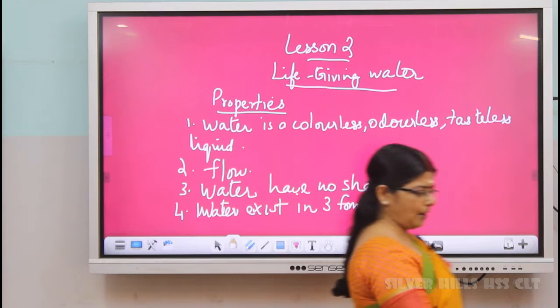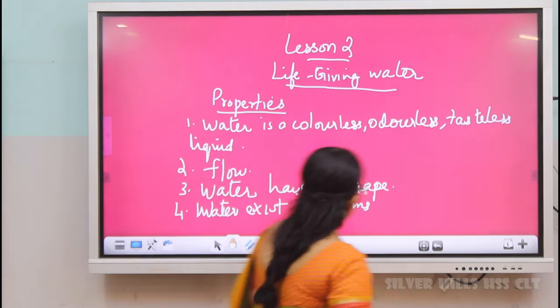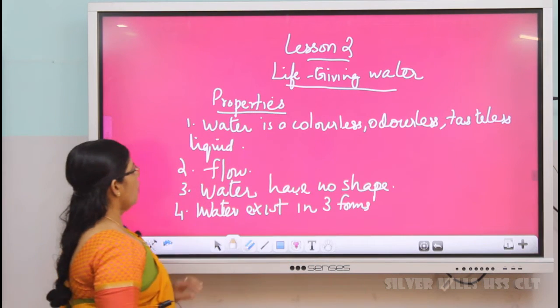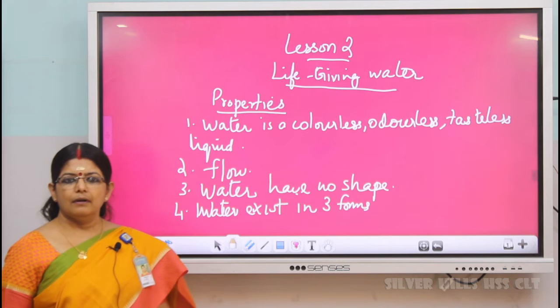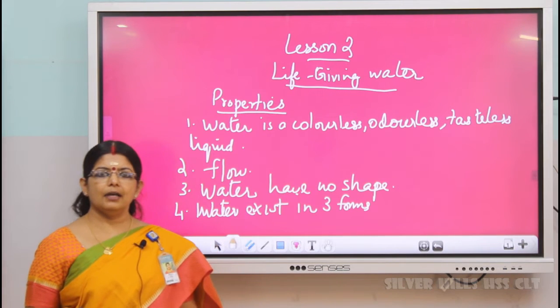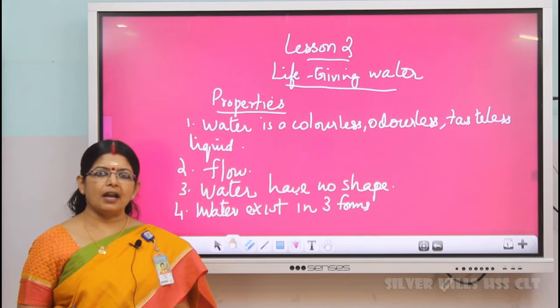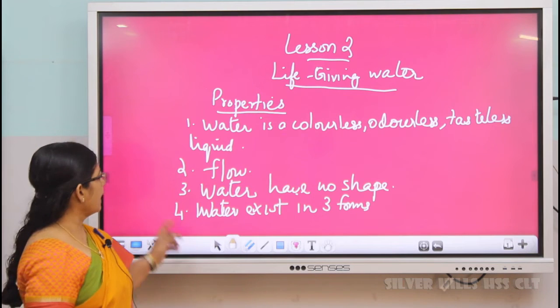Then next one, they have no shape. What does it mean? Water has the shape of the container in which it is kept.